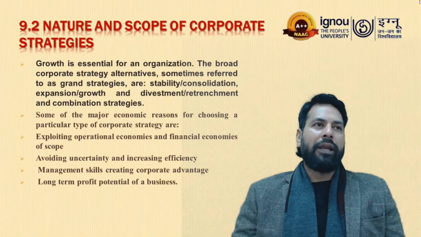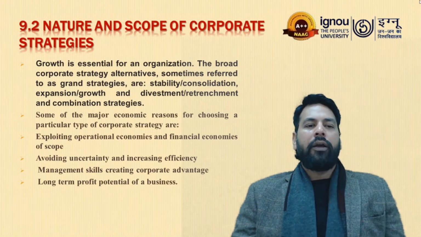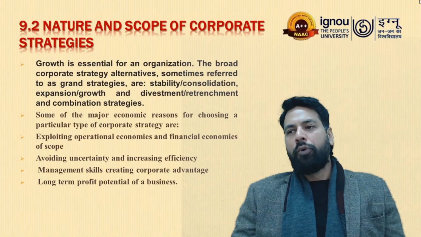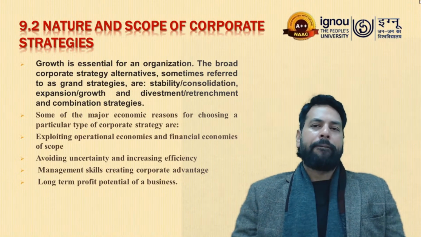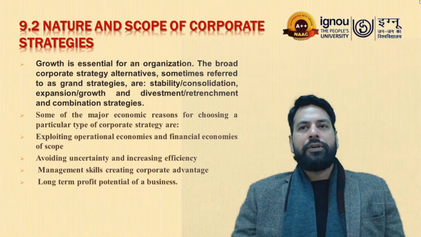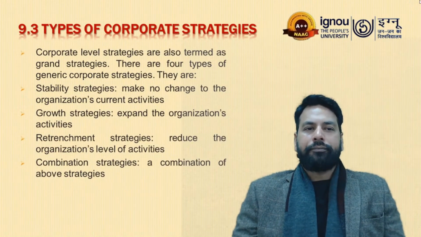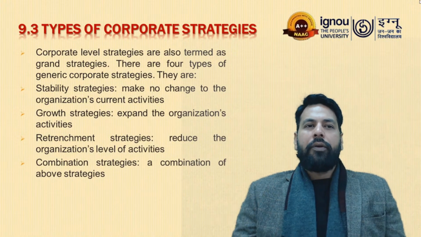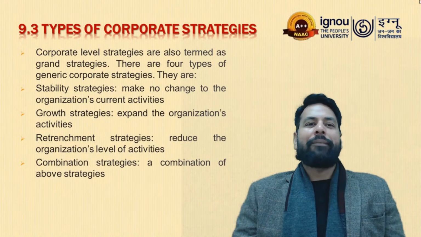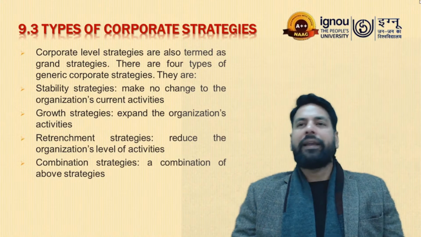So I choose one strategy or a combination of strategies because of certain factors. I want to make money. I want to avoid risk. I want to see a long-term goal being fulfilled by approaching this strategy. So one by one, we'll see these strategies. We are talking about corporate strategy. First is stability strategy. Here, you don't make any changes.